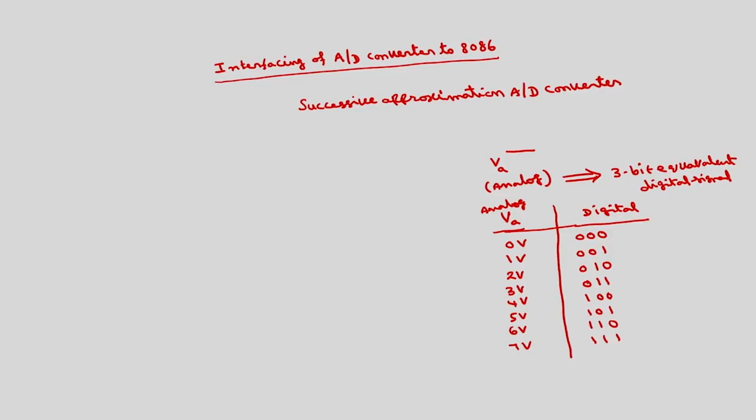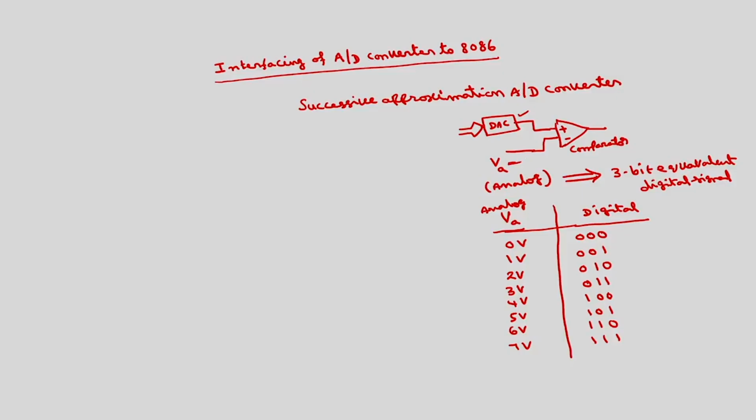So initially what I am going to do is, here I am going to use a D to A converter also. Inside the A to D converter there will be a D to A converter. Okay. So I will take a value to the D to A converter. This is DAC. I will compare this with the analog value using a comparator. This 3-bit equivalent digital value will be given to the comparator. Depending upon whether the analog equivalent of this digital signal is greater than or less than this VA, we will accordingly set or reset the bits.